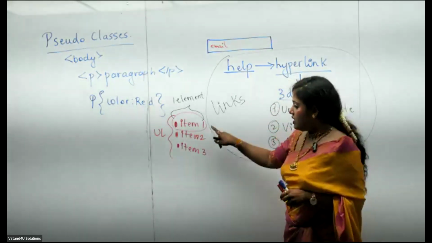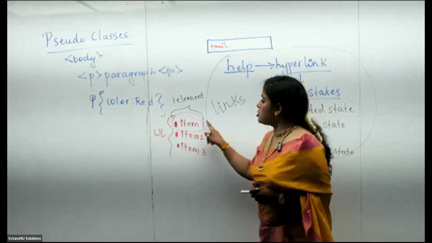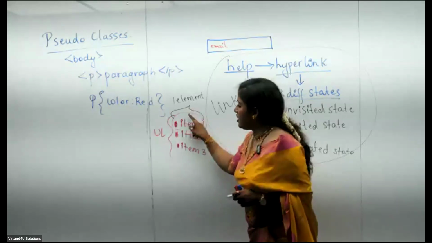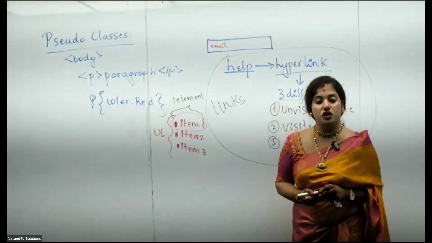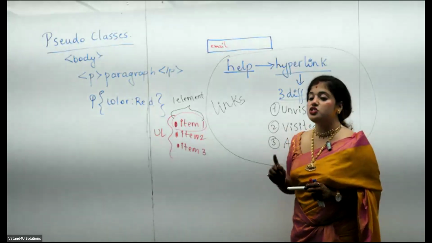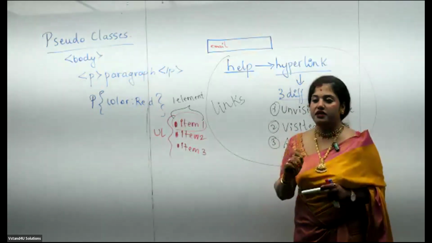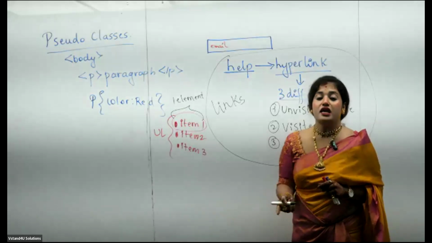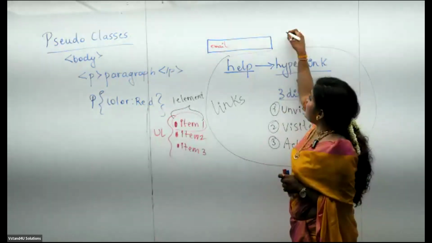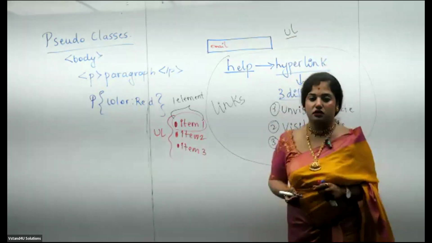And in this unordered list, I want to change the color of the very first child item. So what will you people say? As you said, ma'am, I will use the child selector. Yes or no? But if you remember, in the child selector, I was entirely selecting the complete unordered list. Yes or no?